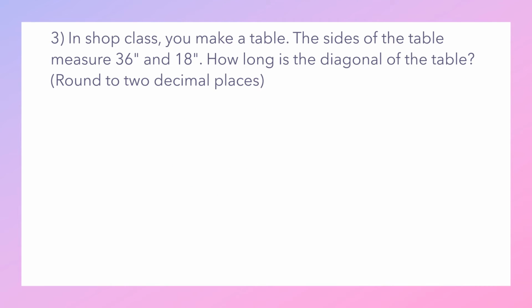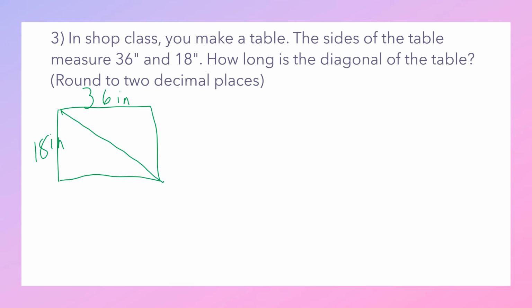Okay, for number 3, in shop class, you make a table whose sides measure 36 inches and 18 inches. If we're talking about the tabletop here, one side is 36 inches, one side is 18 inches. What would the diagonal of the table be? I guess I didn't draw that correctly for you guys. Hold on. What would the diagonal of the table be? That would be our x. So 18 squared plus 36 squared equals x squared.